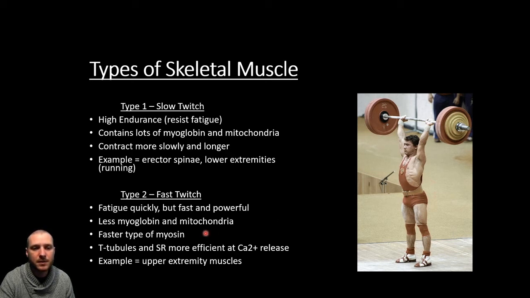But more specifically, their myosin works a little bit faster, so it can pull that actin faster than a slow twitch, and they're better at releasing the calcium from the SR. So examples would be the upper extremity muscles. So the pecs, the chest, the arms are very good at that.